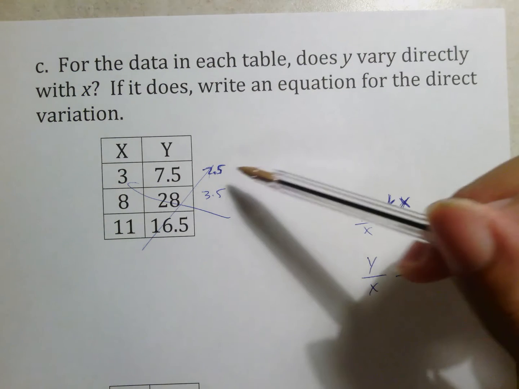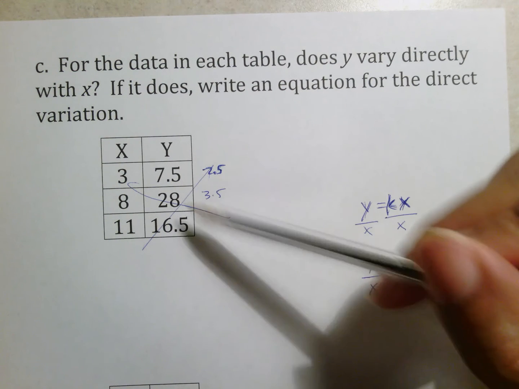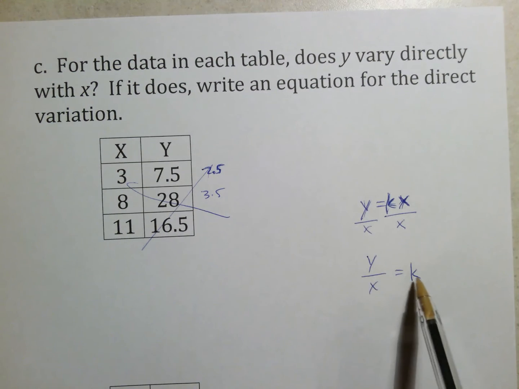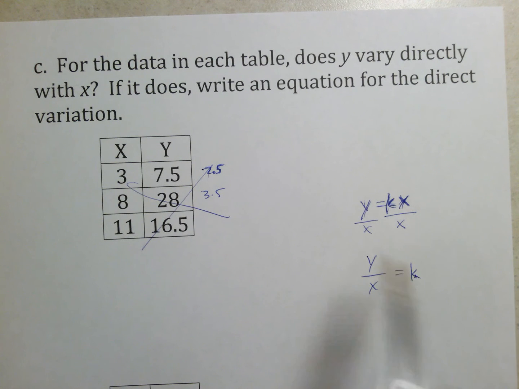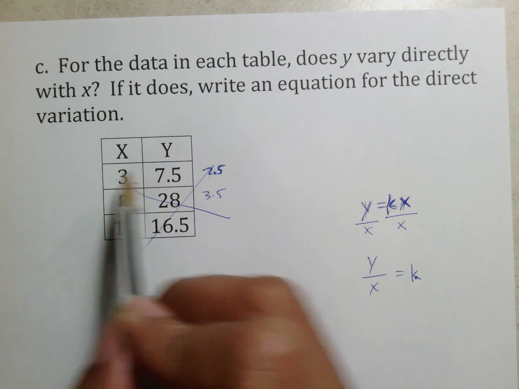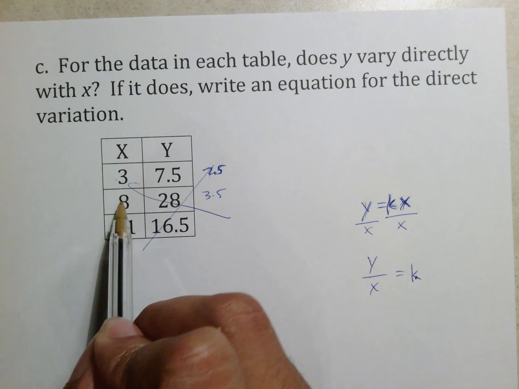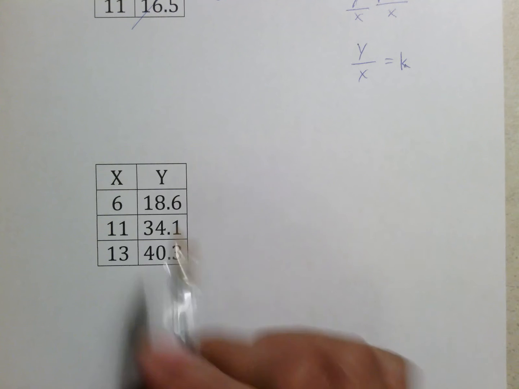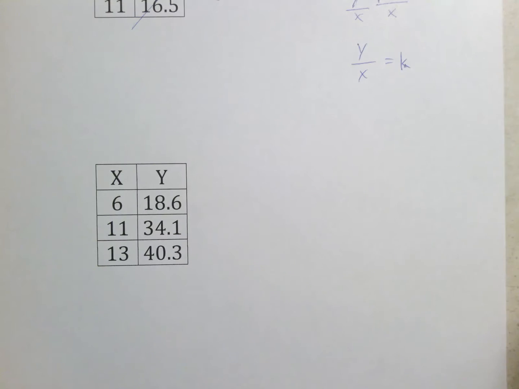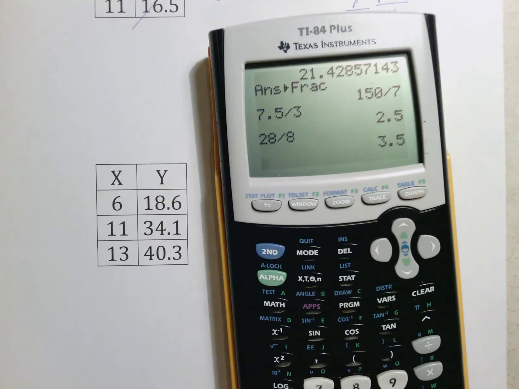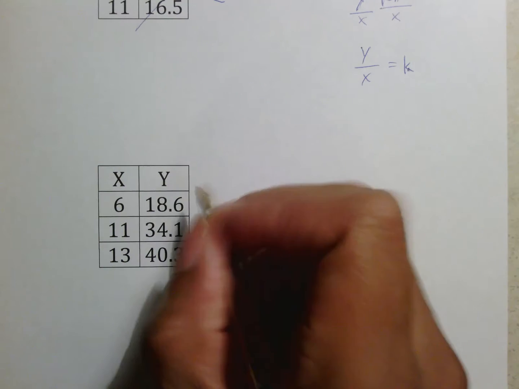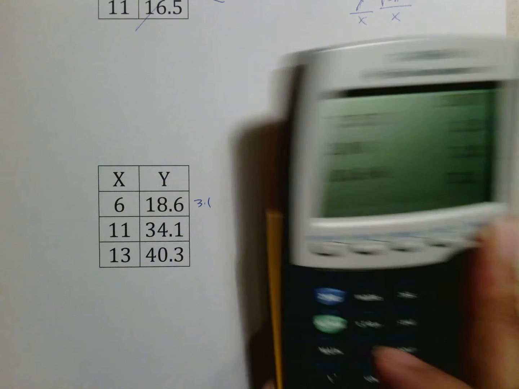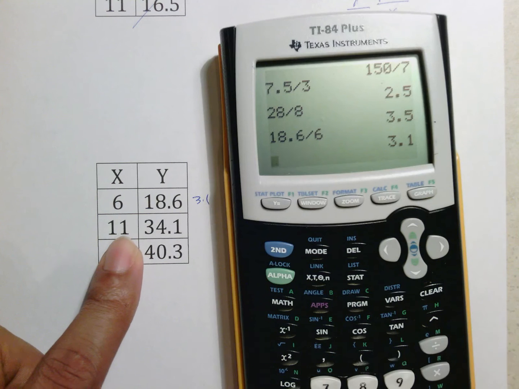Okay? So again, before we looked at the common difference, now if we're looking for the constant of variation or direct variation, we do y divided by x, get the answer, y divided by x. If it's the same, continue. If not, you know it's not directly related. Look at this one here, 18.6 and 6. Again, y over x is equal to k, so we do 18.6 divided by 6, which gives us the answer of 3.1. We now do 34.1 divided by 11.